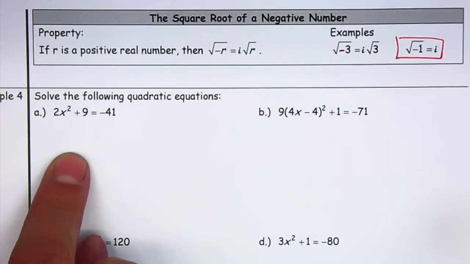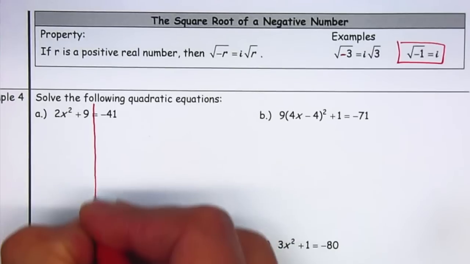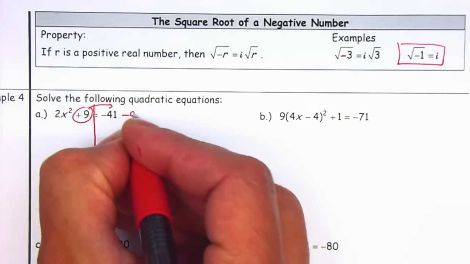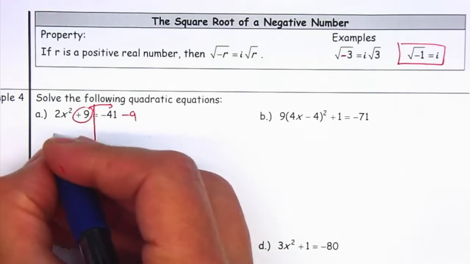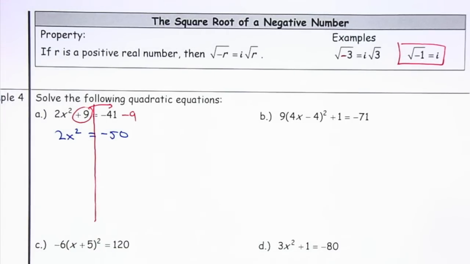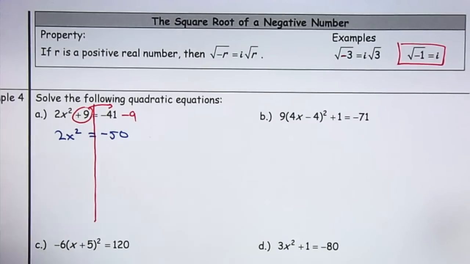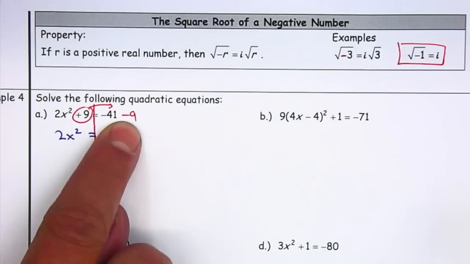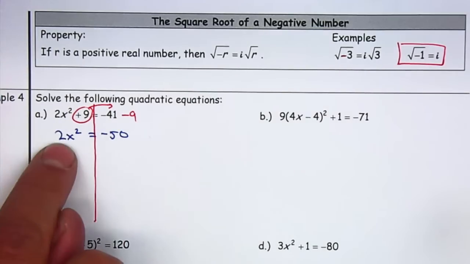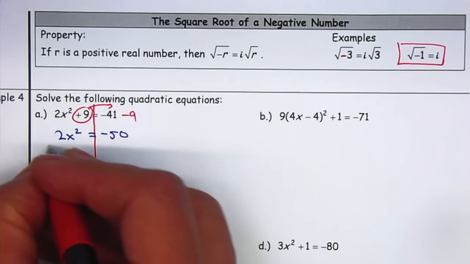So let's cover example number 4. I'm going to draw the line, same process as before. I want to leave the x squared by itself, so I'm going to move the 9 to the right, becomes a negative 9. That gives me 2x squared is equal to negative 50. Now I'm going to divide by 2.